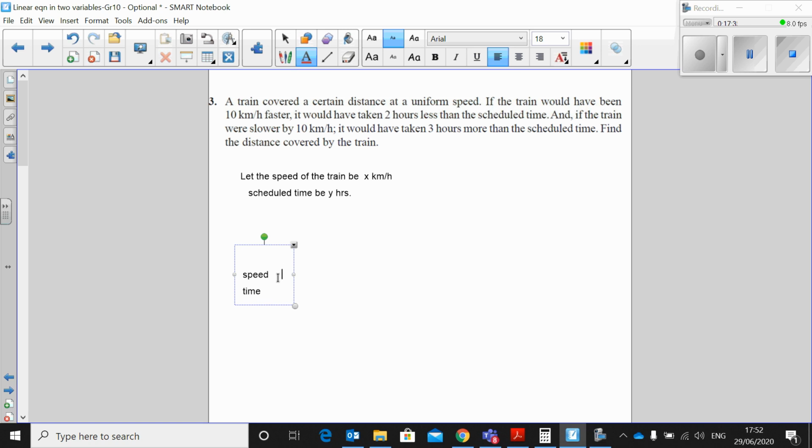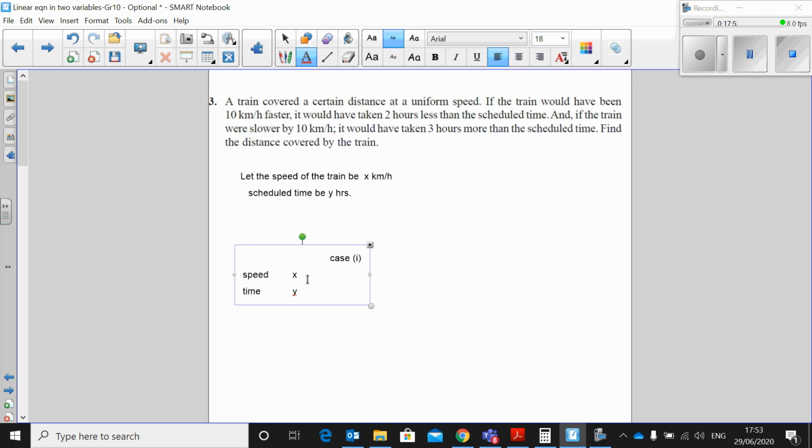So what are the cases? Generally, the speed is x and the time taken is y hours. Okay, now think about it. What is happening here? It's the actual case. Now let's move on to the next case, case 1. What is happening in the first case?